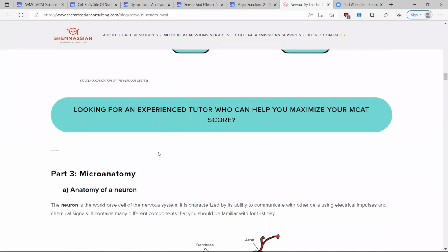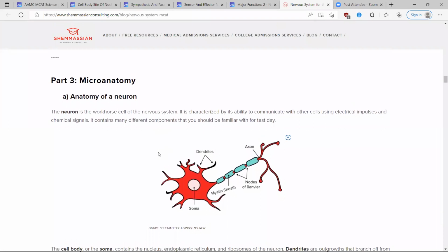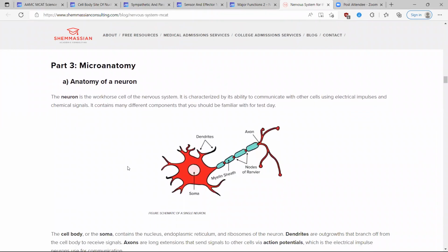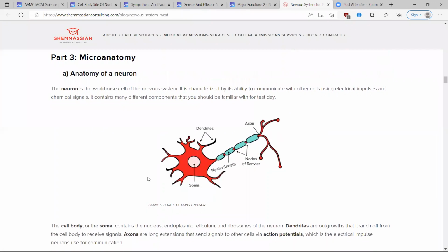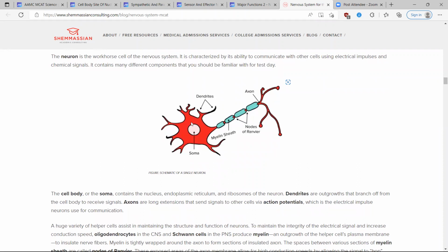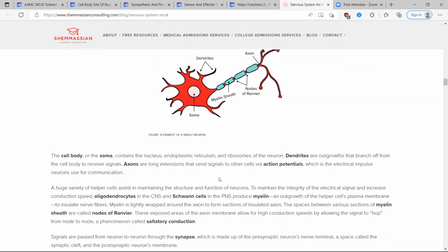So now microanatomy, right? Anatomy of a neuron. A neuron is a cell, but it's a very distinct looking cell. We do have a cell body called a soma. It does have a nucleus. It does have organelles. It is a cell, it just is very distinct looking.